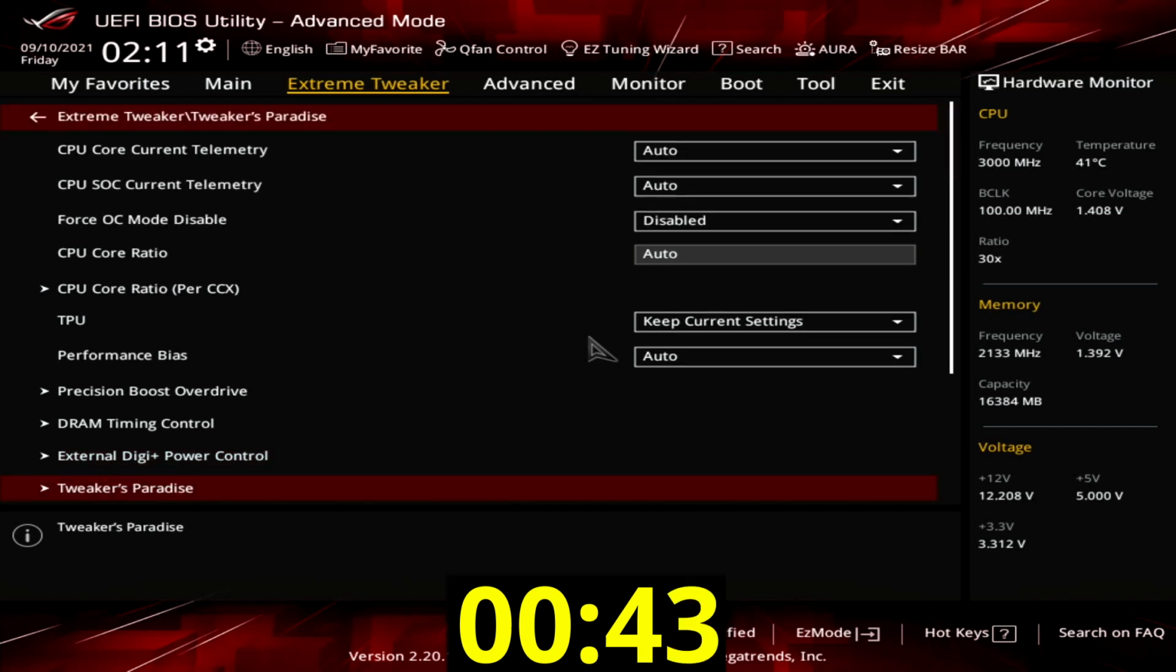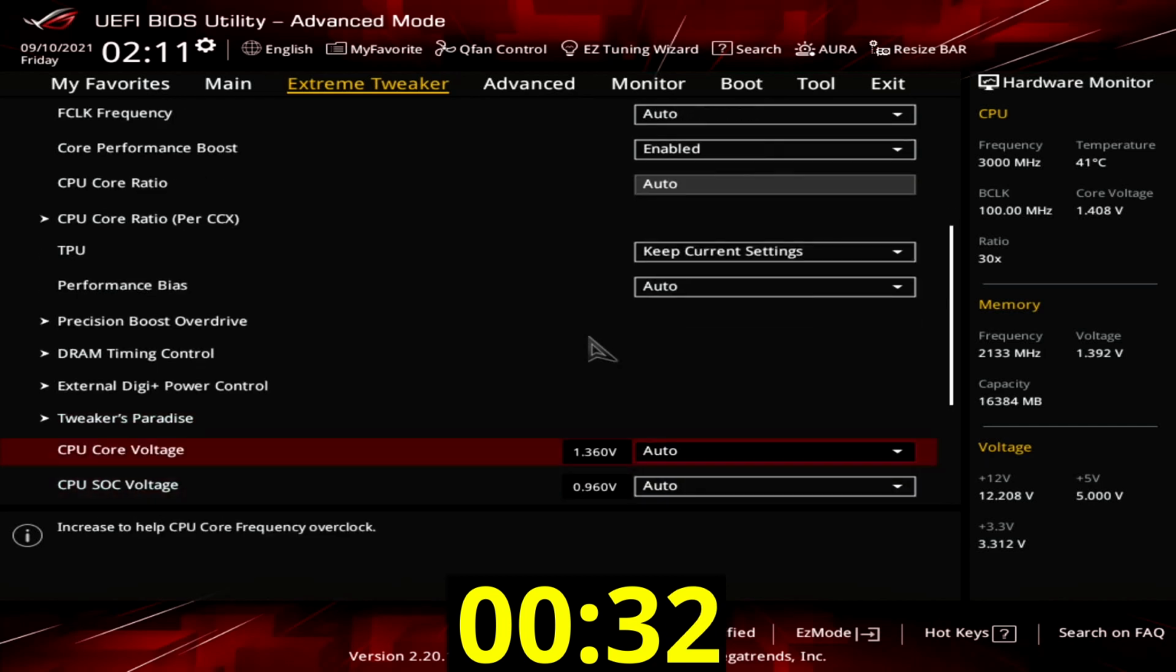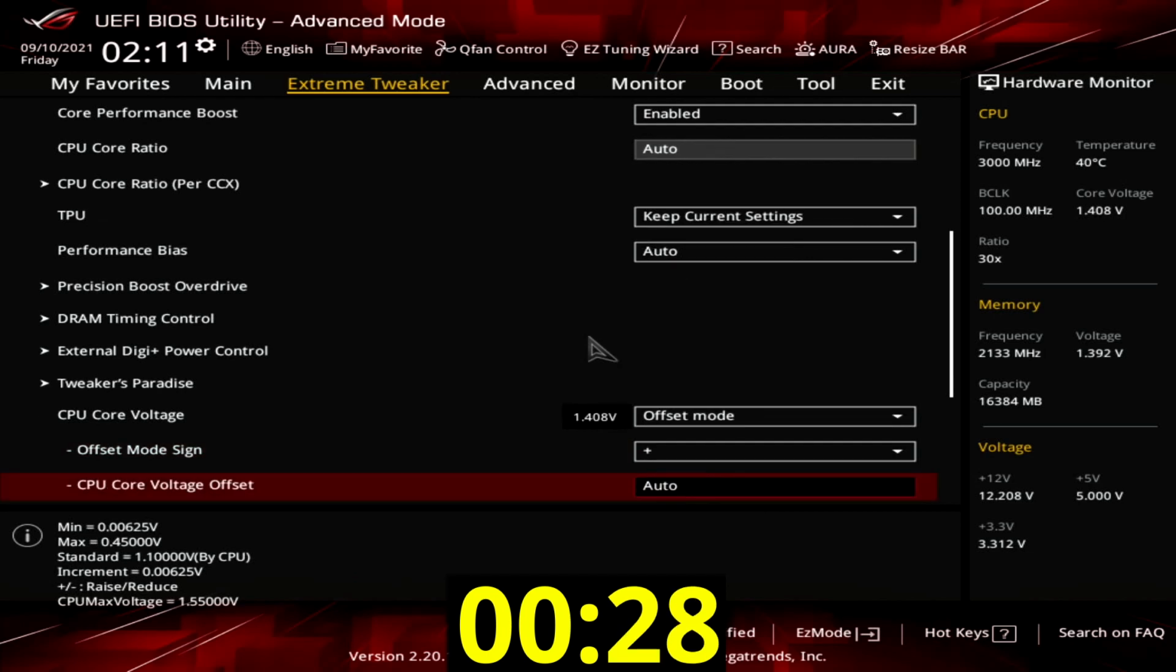Enter the Tweaker's Paradise submenu. Set Force OC Mode Disable to Enabled. This will ensure manual OC mode is disabled while using a manual BCLK frequency. Leave the Tweaker's Paradise submenu. Set CPU core voltage to offset mode. Set offset mode sign to plus. Set CPU core voltage offset to 0.075.